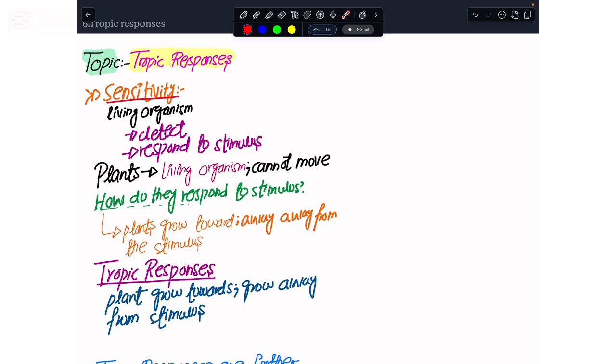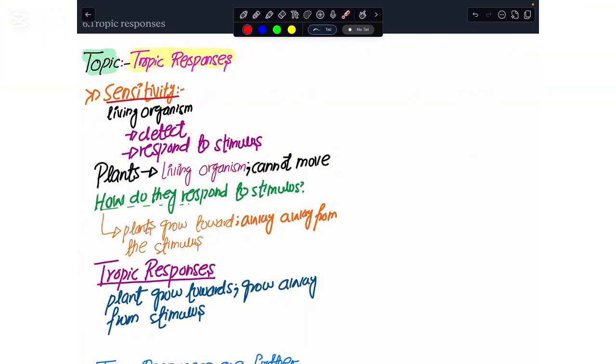As far as we human beings are concerned, whenever we are exposed to some stimulus, we would either move toward that stimulus or run away from it to save ourselves from any damage. But if we talk about plants, they are again living organisms, but the issue is that they cannot move or change their position like us. So the question is, if they are exposed to a stimulus, how would they respond to it?